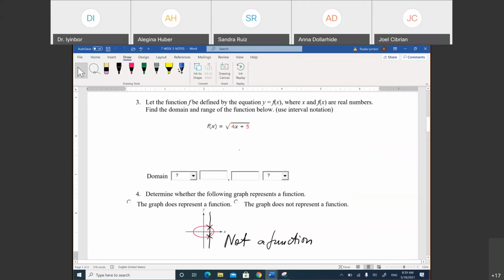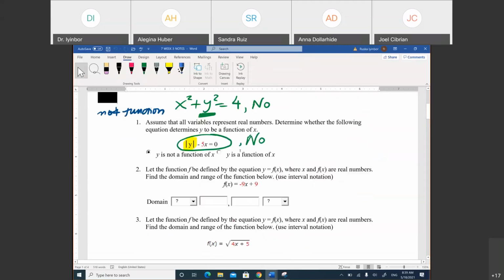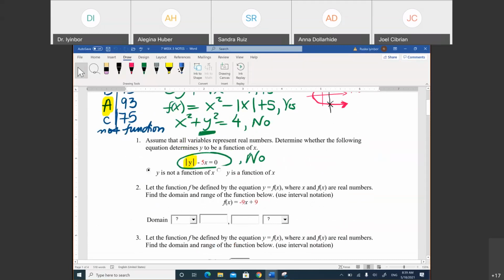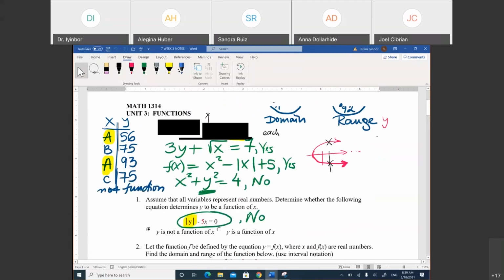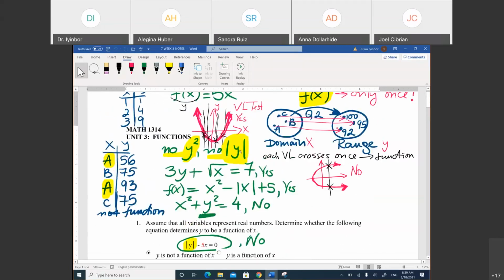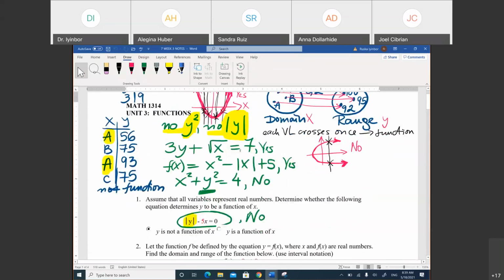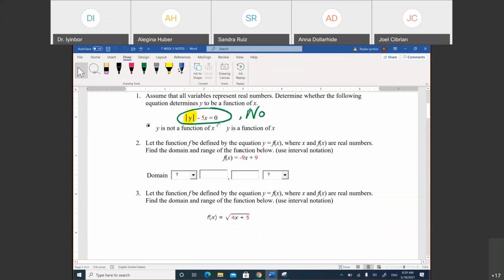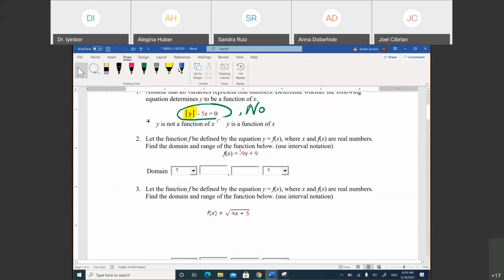So now let's see what else we have to do. So you know any equation, you can check if it's a function or not a function. You know any graph if it's a function or not a function. And now we're going to start working with the domain, finding the domain of a function. And domain is x.